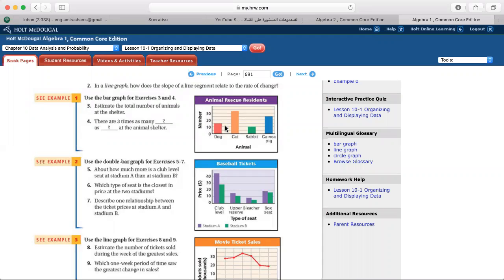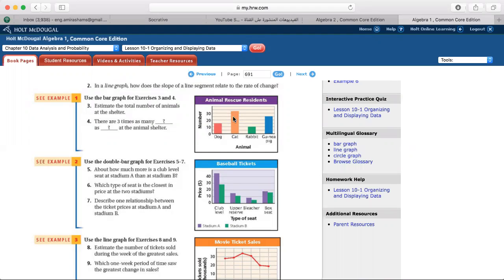the dog, where is the dog here? I want to know the number for the dog. If I go to the end of the bar and go left, I will check the numbers. I don't have here a number, but this number is between 10 and 20. So the dog is 15.